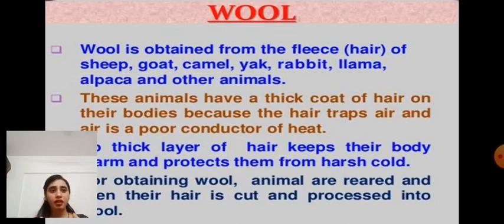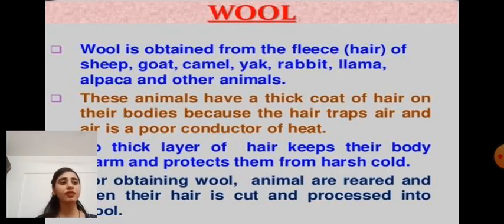In different states we find different breeds of sheep and different qualities of wool. In Jammu and Kashmir, the wool is famous for woolen shawls. And Gujarat is famous for hosiery. In the state of Gujarat, hosiery wool is found, and hosiery clothes are famous.